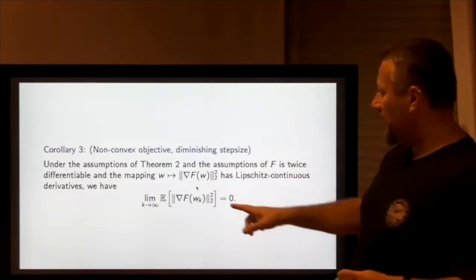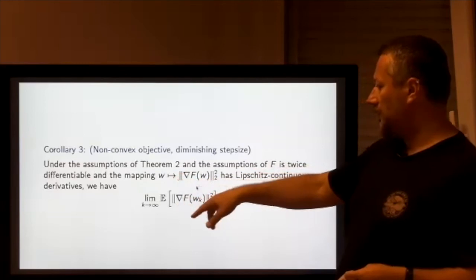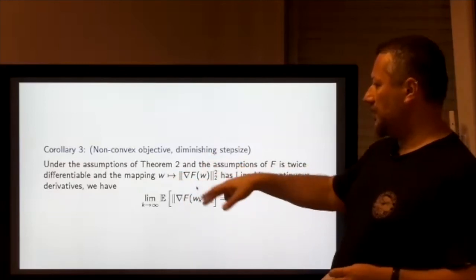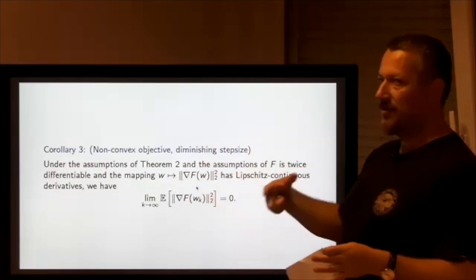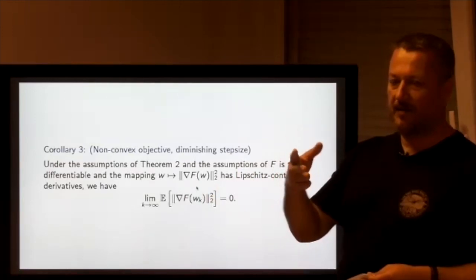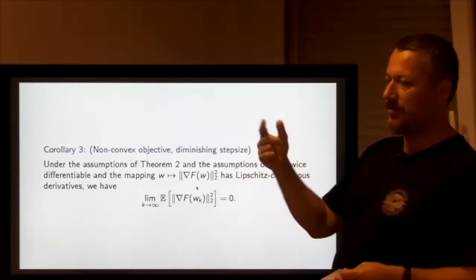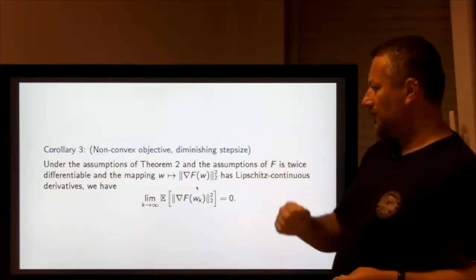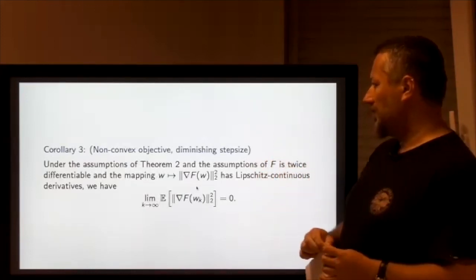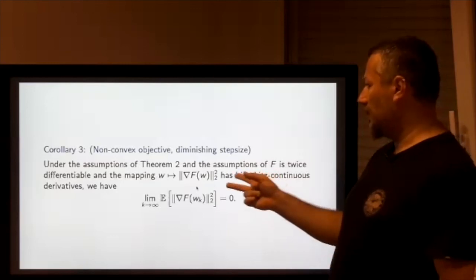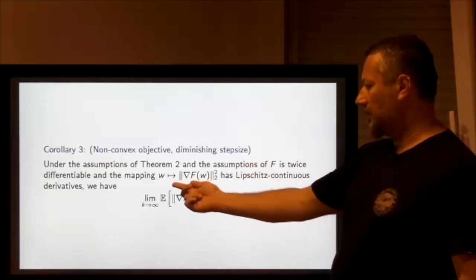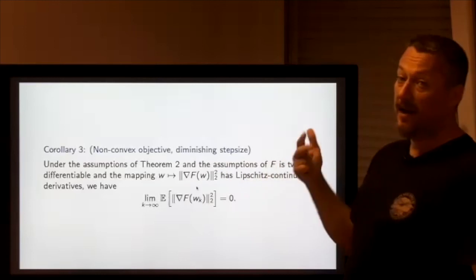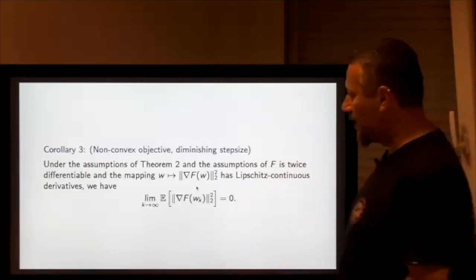Again, we assume that the step sizes diminish with that rate. The sum is infinite, but the sum of the squares is finite. We have assumptions 1 and 2. And let's say we have this extra assumption that this map is Lipschitz continuous and f is twice differentiable. So let's use all of these to prove this result.